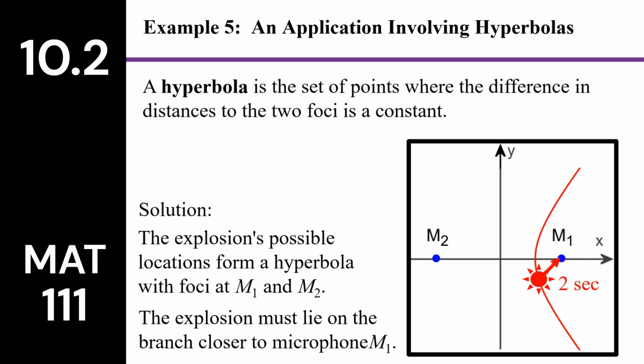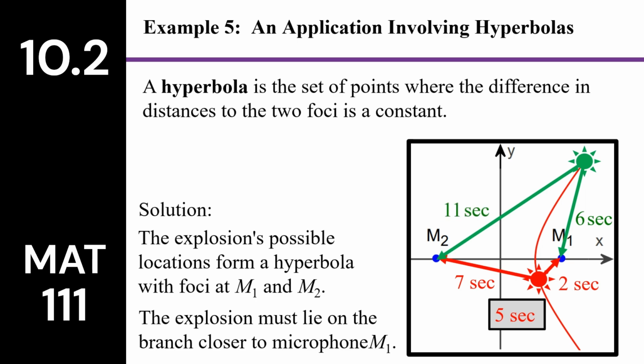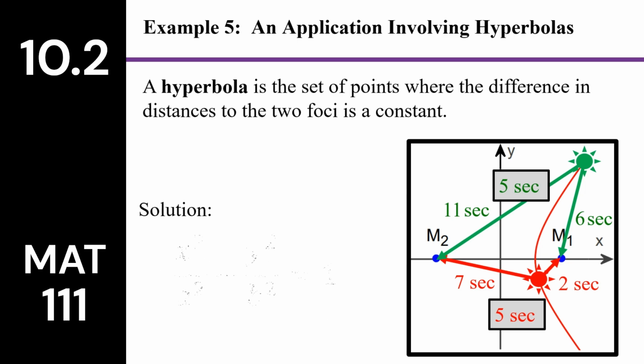If it takes 7 seconds for the sound to reach microphone M2, then the sound reached M1 5 seconds sooner than M2. It is also possible that the explosion occurred here and took 6 seconds to reach M1 and 11 seconds to reach M2. Again, the sound reached M1 5 seconds sooner than M2. The set of all points where the difference in the distance to the two microphones is 5 can be modeled by the equation of a hyperbola.